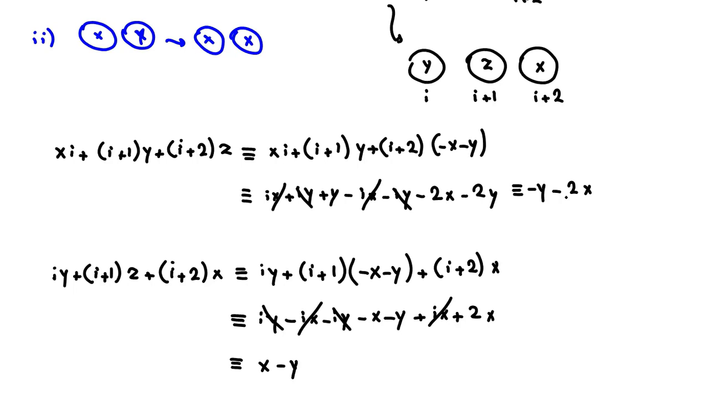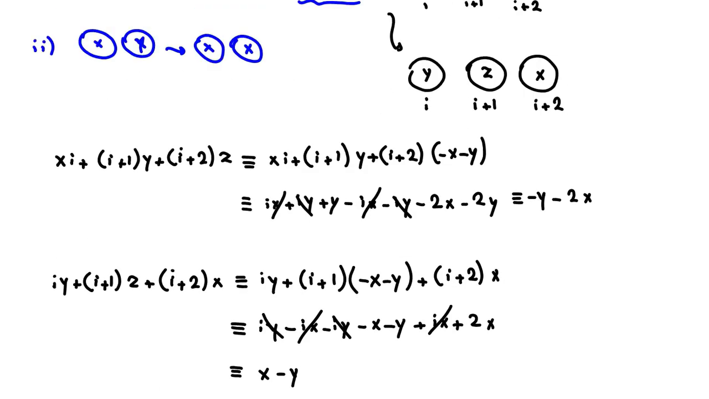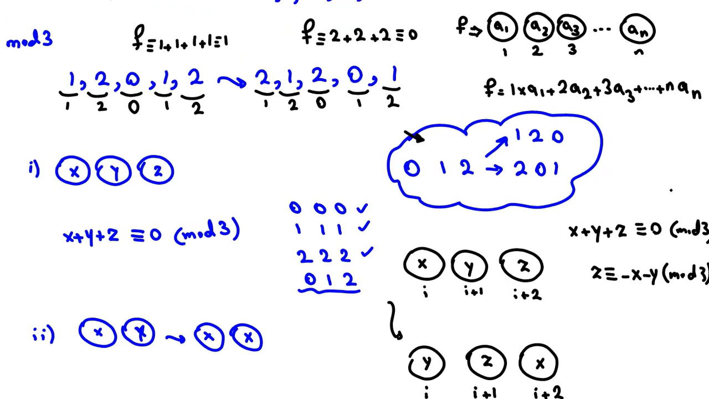Okay, now I want to prove that these two things are congruent mod 3. So this part and this part. If I want to check this, I can say minus y minus 2x is congruent to x minus y, so you add 2x plus y to both sides. The left side will be 0, the right side will be 3x, and y will be cancelled. So 3x is congruent to 0 mod 3, it's okay. So under this action, it has no effect on f. Here f was 1, here f is 0, so it is impossible to reach this.